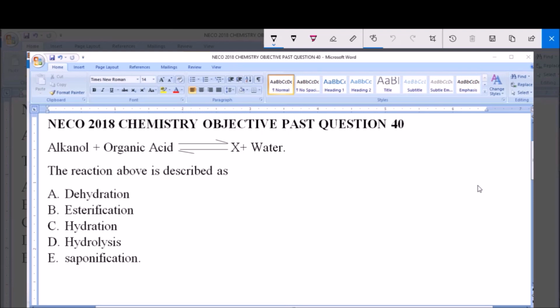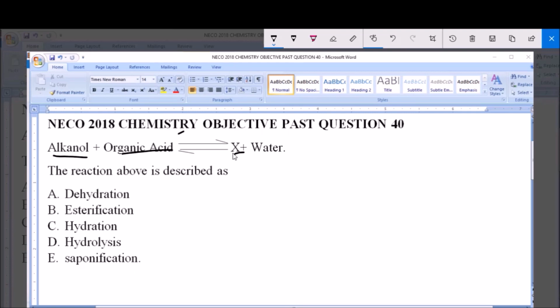I will be answering NECO 2018 Chemistry Objective Past Question 40. So we have a reaction here between alkanol and organic acid to give an unknown compound X and water. So the reaction above is described as A. Dehydration, B. Esterification, C. Hydration, D. Hydrolysis, E. Saponification.